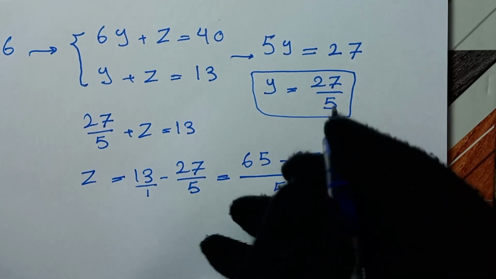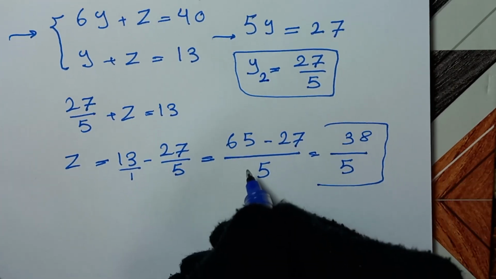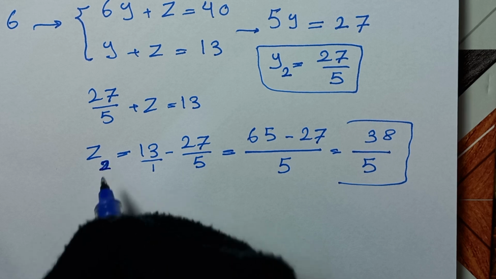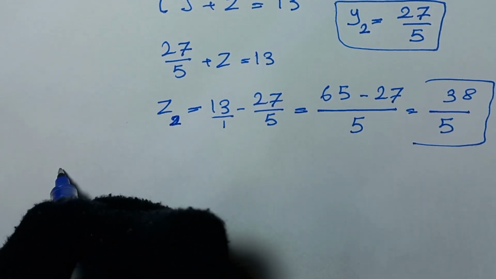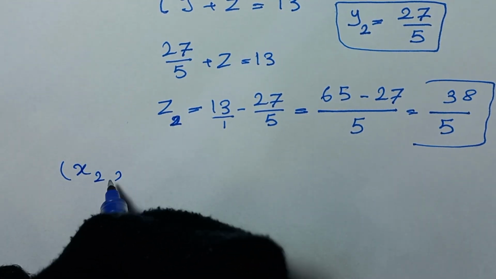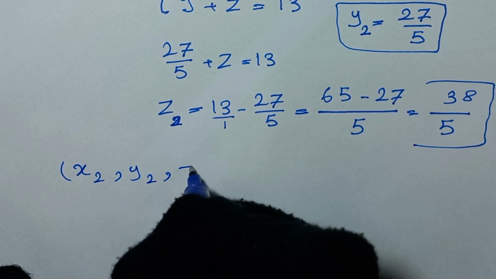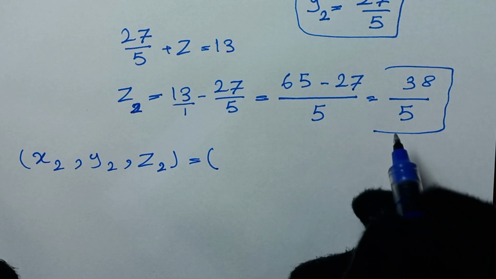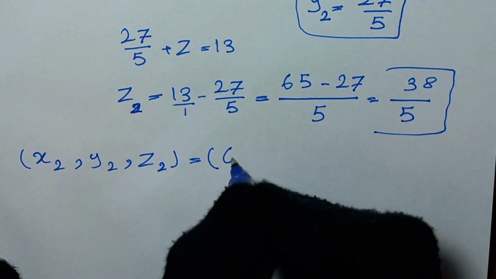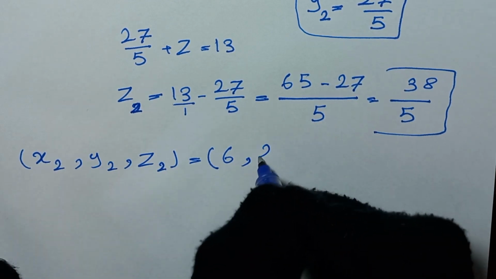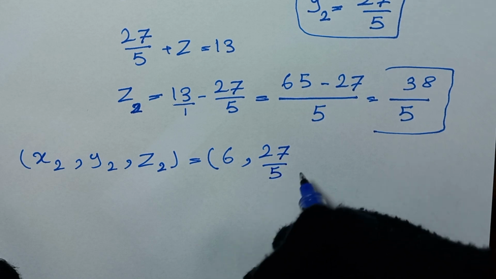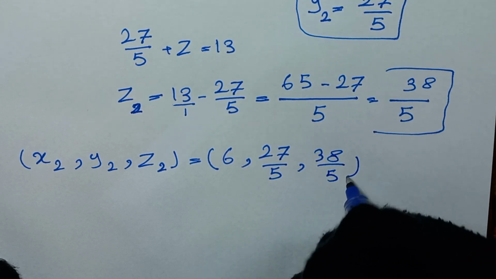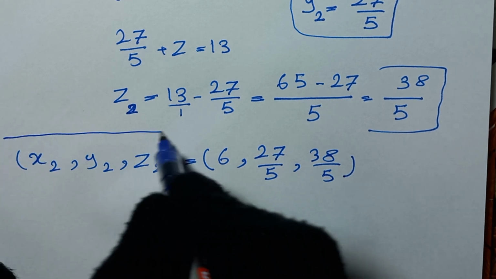So we write this as y2 and z2, right? So our second answer for x2 and y2 and z2 is equal to x2 is 6, y2 is 27 over 5, and z2 is 38 over 5, right? And this is our second answer.